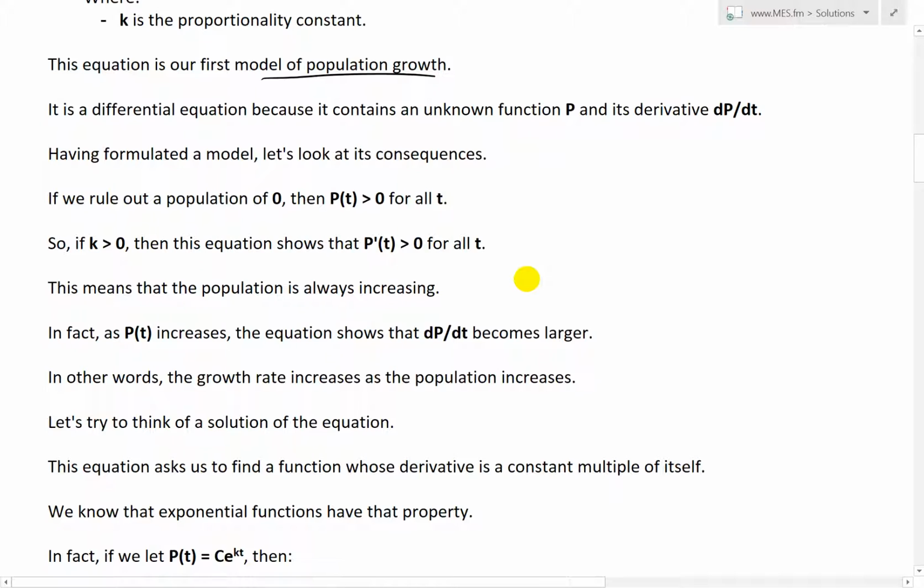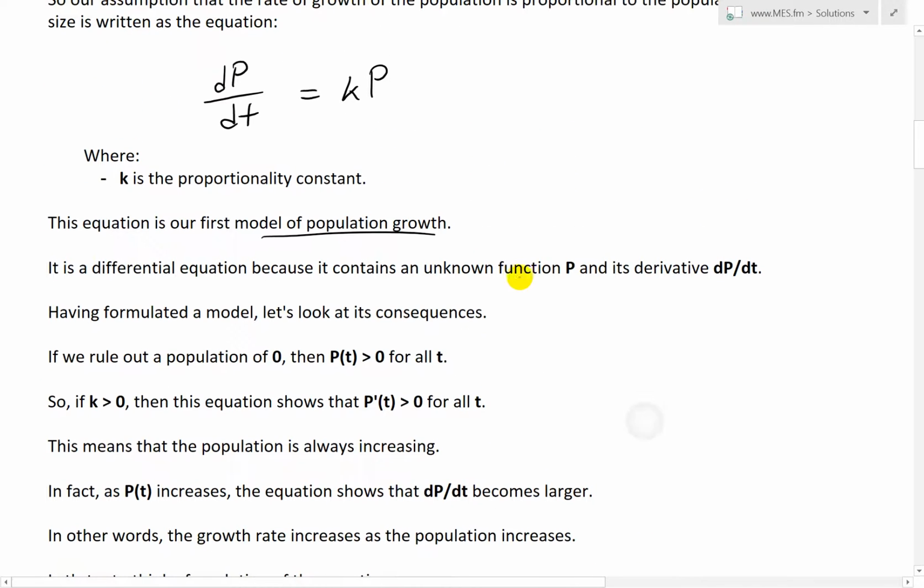It is a differential equation because it contains an unknown function P, and its derivative dP/dt.